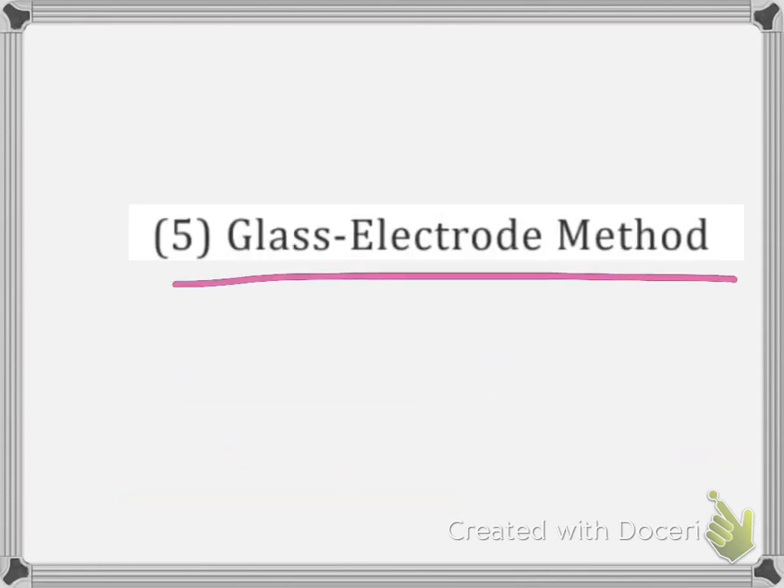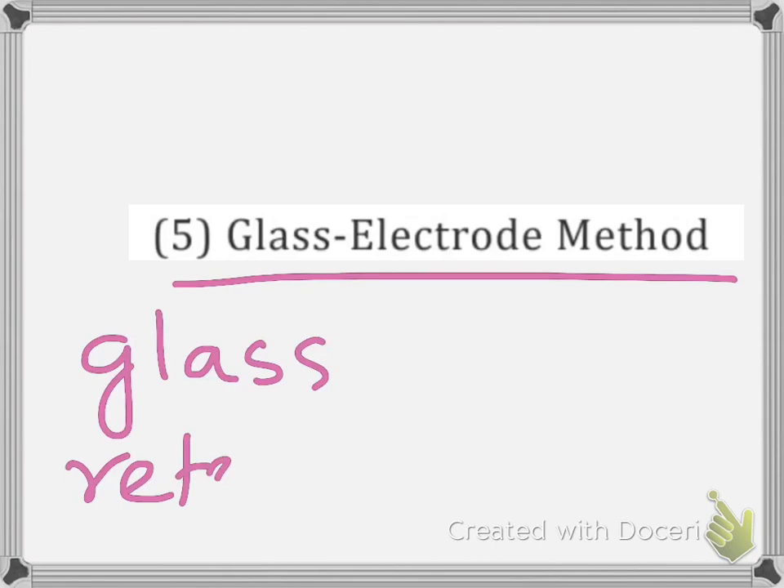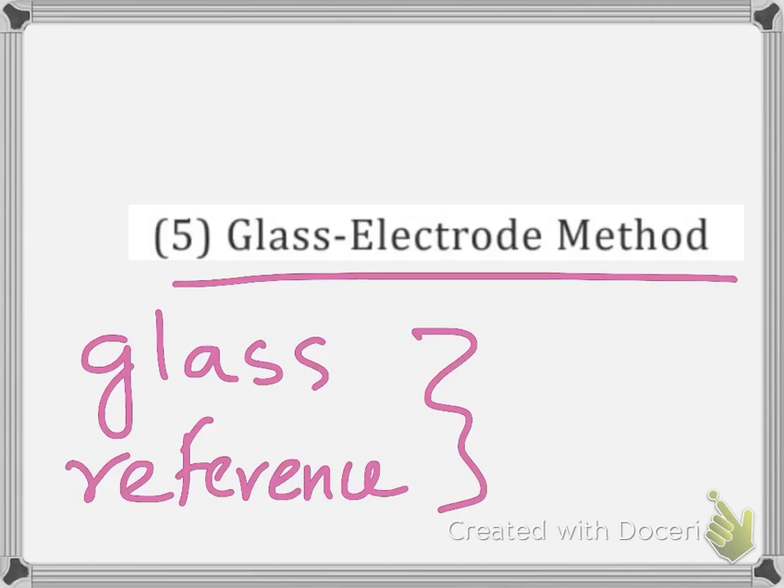Next one is the Glass-Electrode Method. This method uses two electrodes. One is a glass electrode and the other one is a reference electrode. So two electrodes are used, and the pH of the solution is determined by measuring the voltage, or potential, between them.